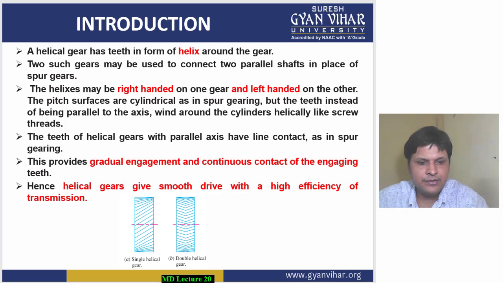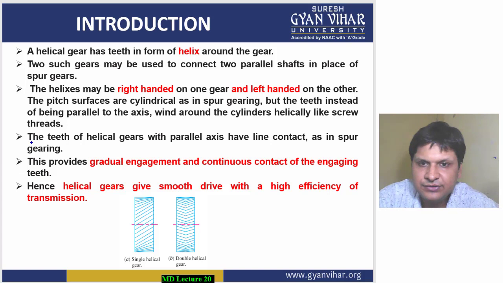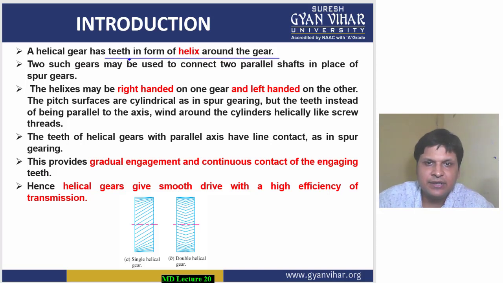In helical gears, students, you have teeth inclined with the axis of the shaft on which the gear has been fixed. So basically, a helical gear has teeth in the form of a helix around the gear. Now, two such gears may be used to connect two parallel shafts in place of spur gears. In comparison to spur gears, here we can use two helical gears in order to connect the two parallel shafts.